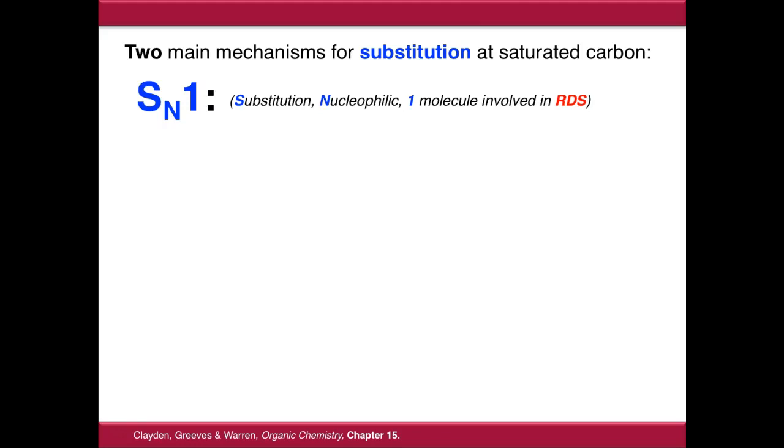Now SN1 stands for substitution nucleophilic unimolecular, and that means that there's one molecule involved in the rate determining step. So as an example, here's an electrophile, an alkyl bromide. The first step in an SN1 reaction is dissociation of the electrophile by loss of a leaving group. Now, this is a group, in this case bromine, which can leave the molecule with a pair of electrons, becoming Br- in this case. What it leaves behind is a carbocation intermediate.